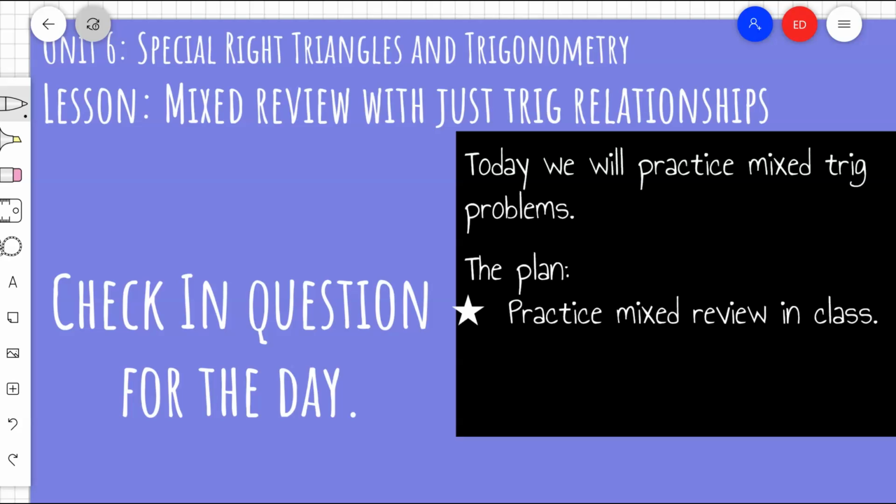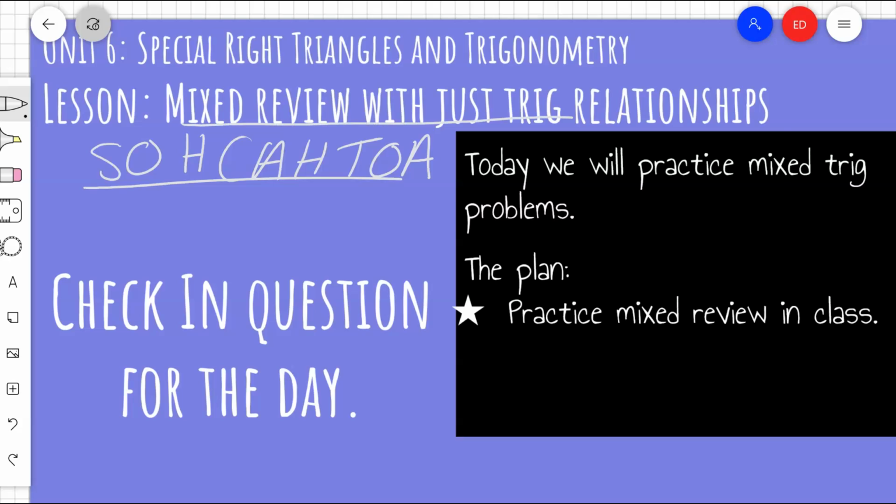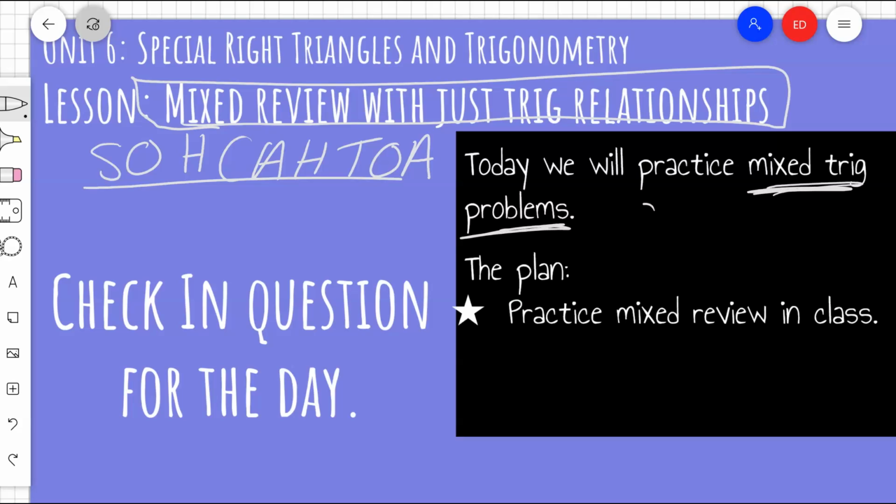Remember, the main relationships as far as being able to remember all of your trig relationships is SOH CAH TOA. Go ahead and write that on the top of your paper along with mixed review with just trig relationships because that's what we're working on today. So today we're going to do mixed trig problems. We're going to take a look at sides, angles, and then at the very beginning we're going to take a look at ratios, which is what we did at the very beginning of this unit. So that's what we're working on today, is just practice.